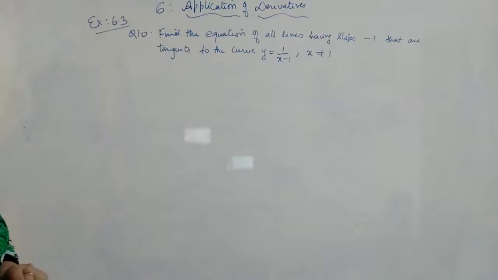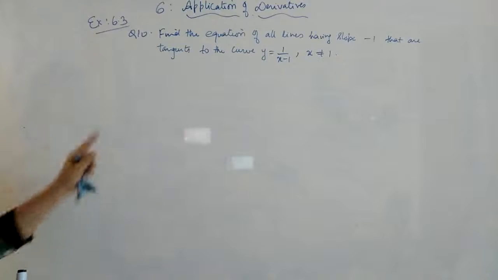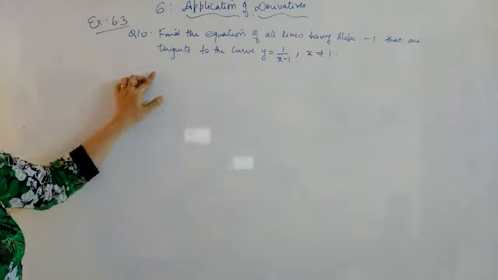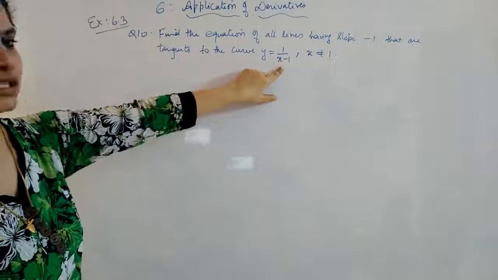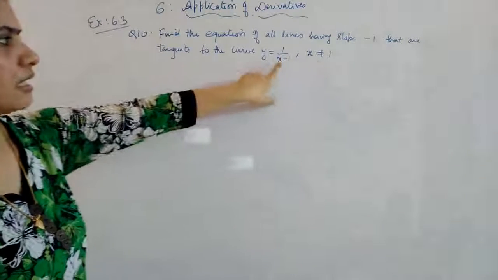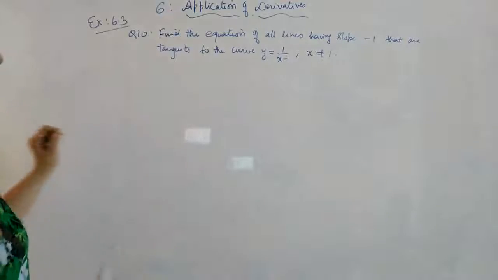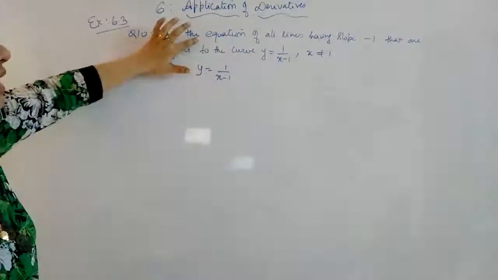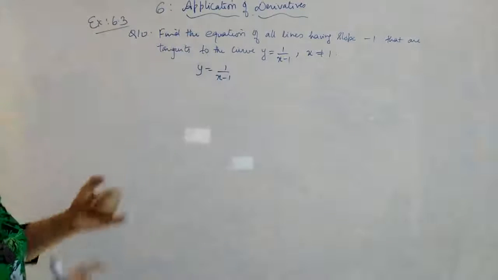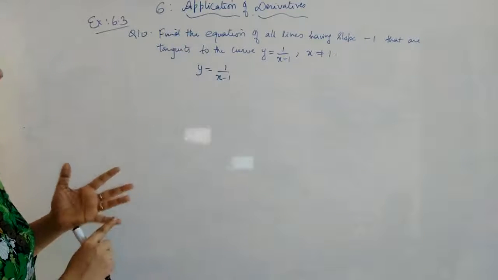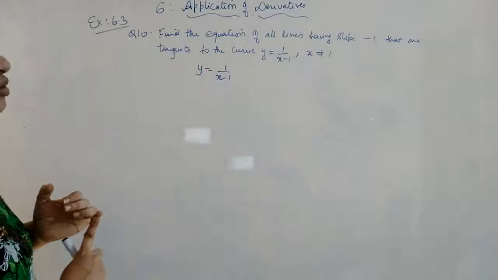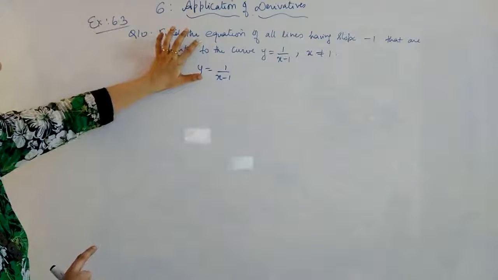Question 10 is, find the equation of all lines having slope minus 1 that are tangent to the curve y equal to 1 by x minus 1, where x is not equal to 1. For the existence of this equation, x is not equal to 1, otherwise the denominator will be 0. Now, we are starting with y equal to 1 by x minus 1. You have to find the equation, which means you have to get one point, and the slope is already given here. So, you can use point slope form to find the equation of the lines.